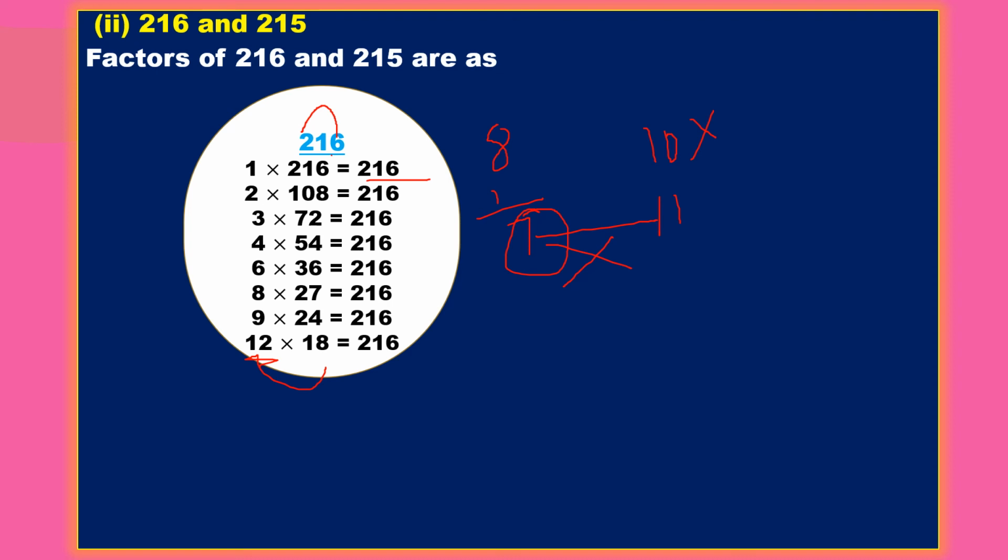In the 13 table it will not go, 14 also will not go, 15 also will not go, 16 also not, 17 also not, so it goes in 18. So anyhow 18 is there, so these are the factors of 216.